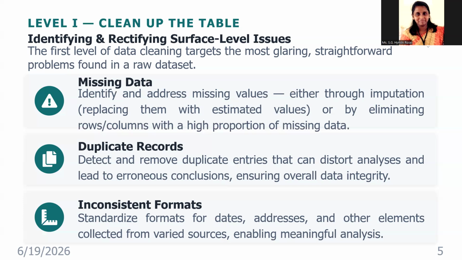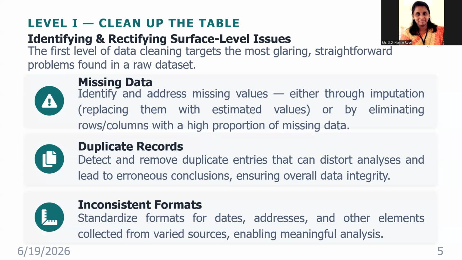The second type is duplicate records. Duplicate records occur when the same real-world entity or event is represented more than once in the data set. At this level, data professionals identify and remove the duplicate entries from the data set to ensure data integrity. That is the overall aim of removing duplicate records. This often involves comparing key fields such as customer ID and timestamp to detect records that refer to the same underlying event.